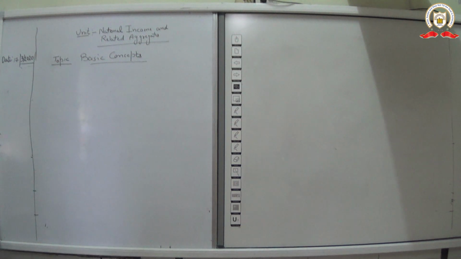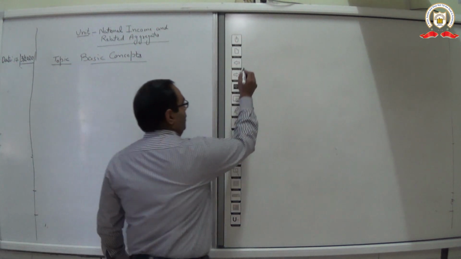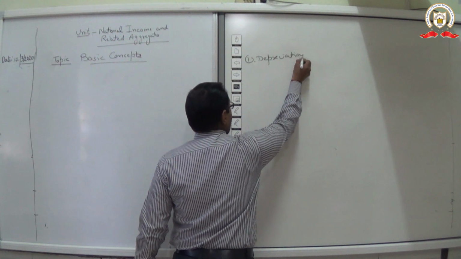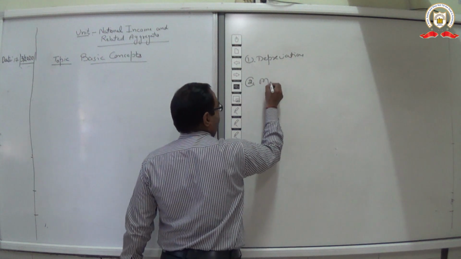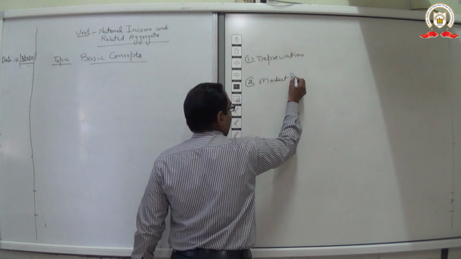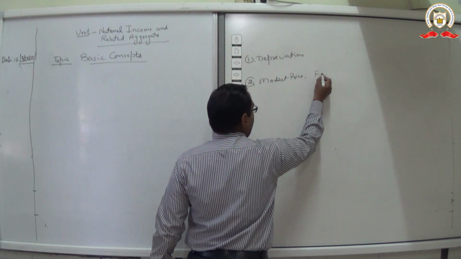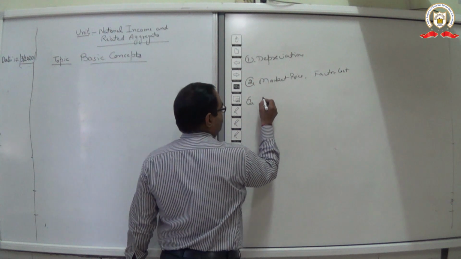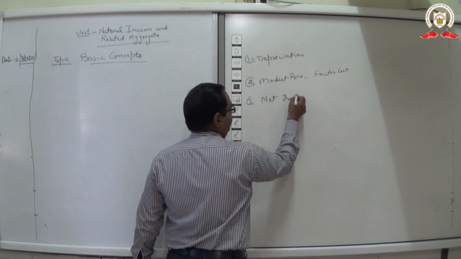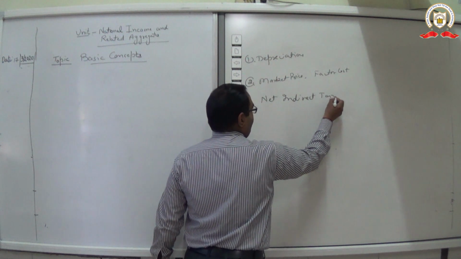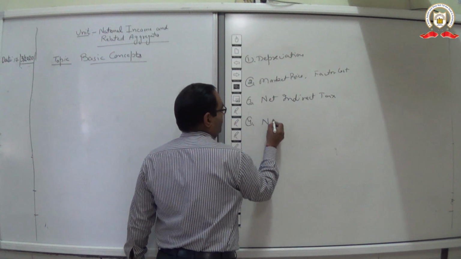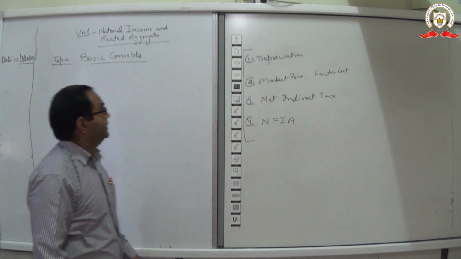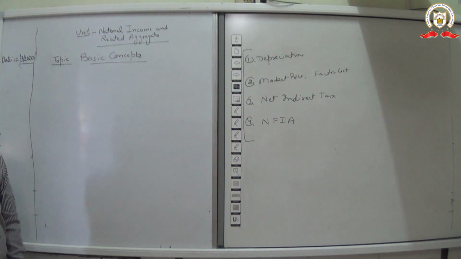Now, we have discussed depreciation, market price, factor cost, net indirect tax, and NFI. These are required to understand basic concepts relating to aggregates.